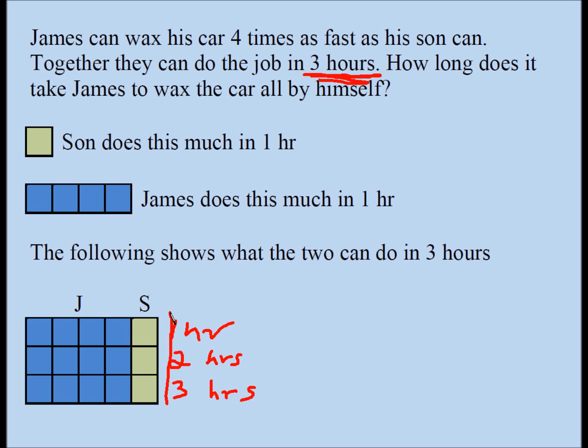This is the entire task, and again you really want to get it. In 1 hour the son does this much, dad does this many. In the second hour the son does his 1 square, dad does 4. In the third hour the son does 1, the dad does 4 more. And if you take it all together, this is the entire task. This is the entire car. Pretend it's the surface area of the car that's being waxed.